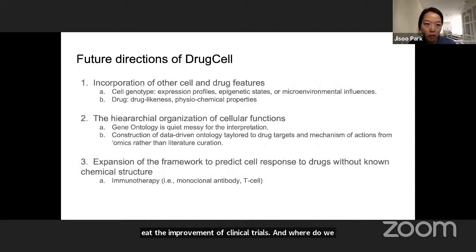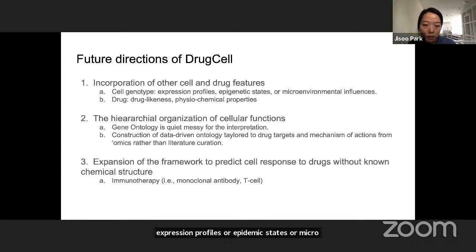I will quickly cover a few of the future directions. We can first think about improving the DRUXA model. We can first think about the incorporation of other features of the cells and drugs, including, for example, for cell genotypes, we can consider expression profiles or epigenetic states or microenvironmental influences.